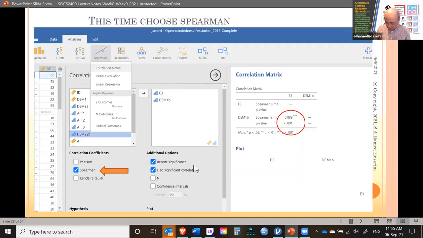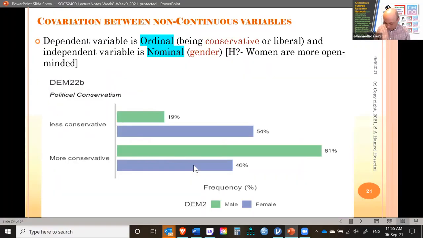Okay, now let's move forward. And then you say, well, okay, so far we dealt with continuous versus continuous, or continuous versus ordinal. What if we have, let's say, ordinal versus nominal, or nominal versus nominal? Well, in this case, for instance, consider this one, right?